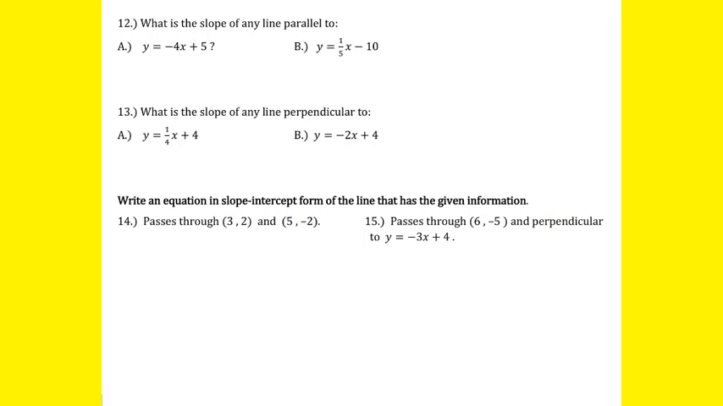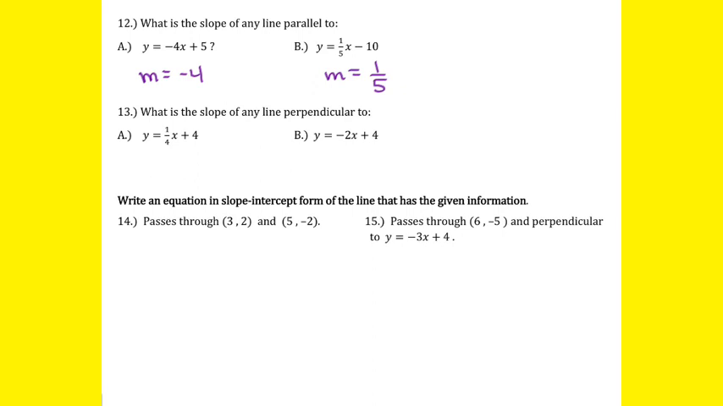Okay, number 12 asks for the parallel slope of these lines. And we know the parallel is always the same, so whatever the slope is for A, it's -4, it would stay -4. And then B, the slope is 1/5, so it would stay 1/5.